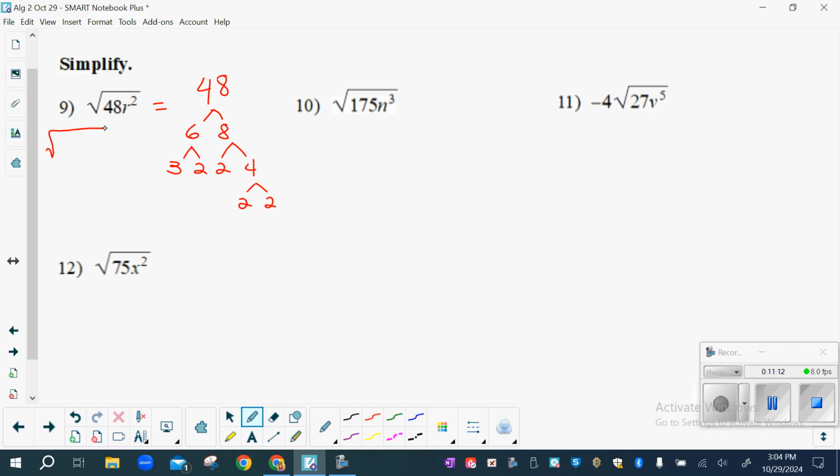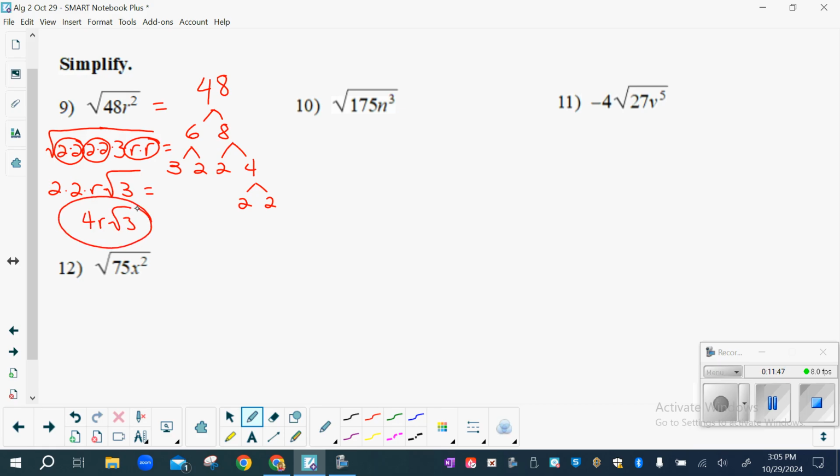So now, when we go to simplify, we have 1, 2, 3, 4 2s and a 3. And then how many r's do we have? 2. r squared means it's r times r. Does that make sense? So now we get our pairs. We have a pair of 2s, another pair of 2s, and a pair of r's. So we have 2 times 2 times r times square root 3, or 4r square root 3.